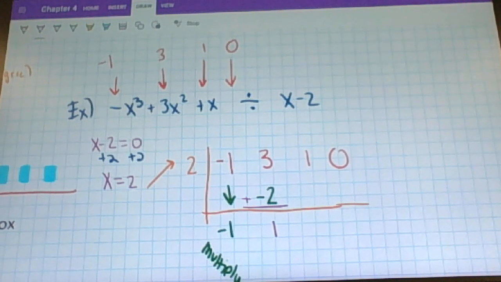Alright, and now I'm going to multiply again. 2 times 1 is 2. Then I add. Well, I did it correctly. And then the remainder.